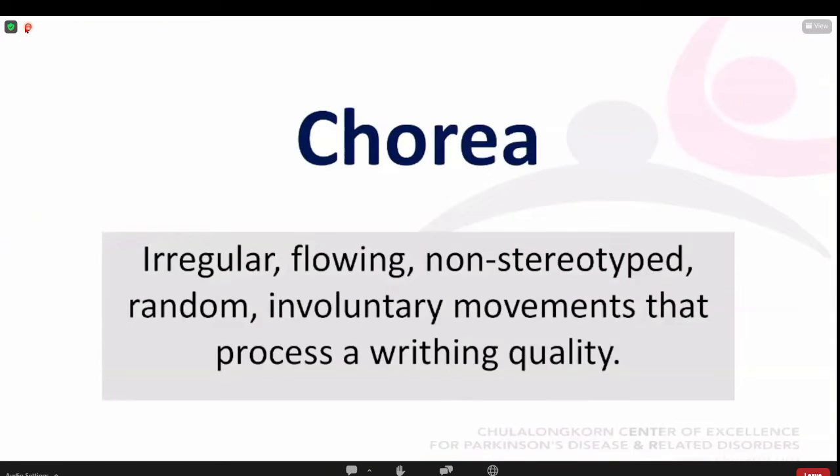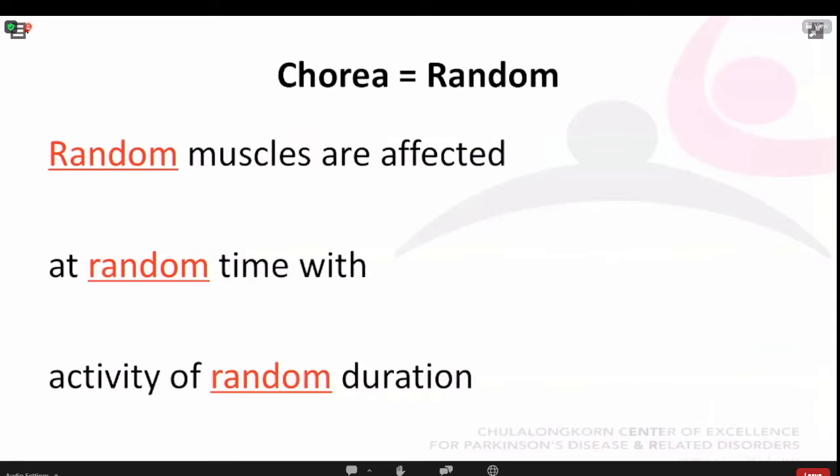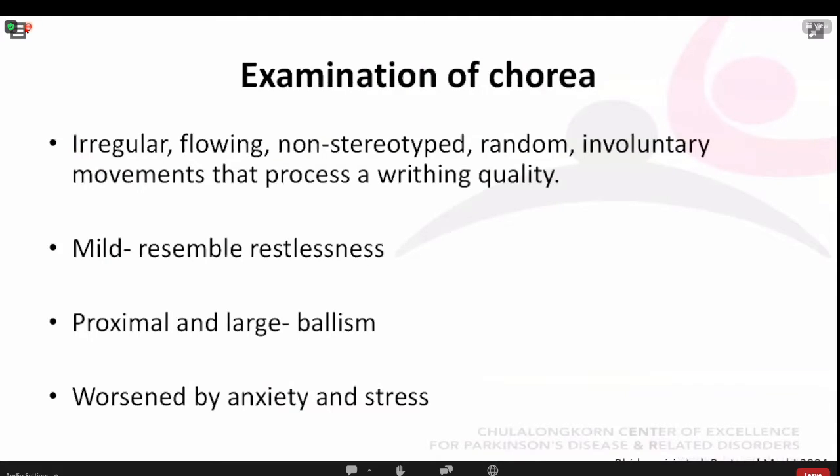For chorea, this is an irregular, flowing, non-stereotyped, random, involuntary movement. Again, chorea is quite random. So for the examination of chorea, you have to look for the phenomenology that I mentioned. Sometimes it might be very mild, resembling only restlessness. And for proximal, large-amplitude movements, this is the ballism that I showed you in the morning. And sometimes chorea can worsen with anxiety and stress.